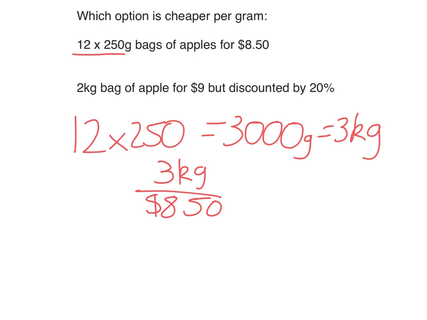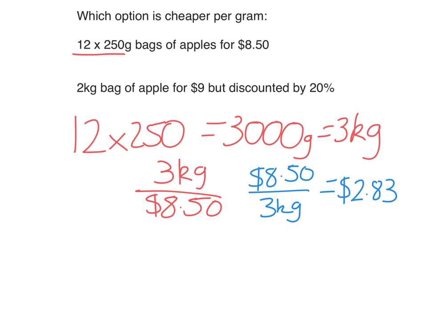Now usually we write them the other way around. It doesn't actually matter in this case. We could write $8.50 per 3 kilograms. Either way, it doesn't matter. So in this case we just go $8.50 divided by 3. And we get $2.83, again rounding it to 2 decimal points. So this is $2.83 per kilogram.